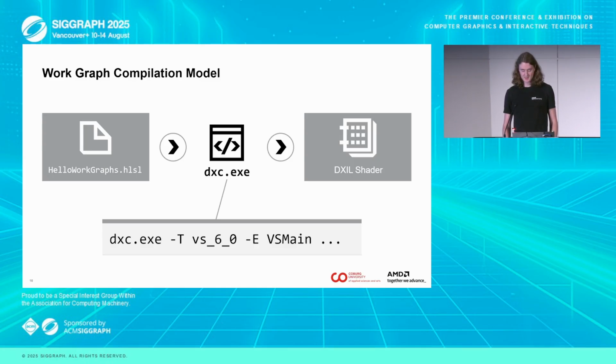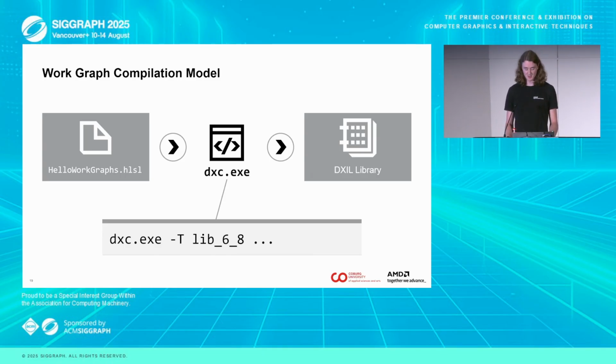Well, with work graphs, things are a little bit different because we no longer have individual shaders as output, but we're dealing with whole libraries. So in our case, we can just compile the whole file and say, okay, in this file there will be some work graph nodes. We use the target lib in this case.